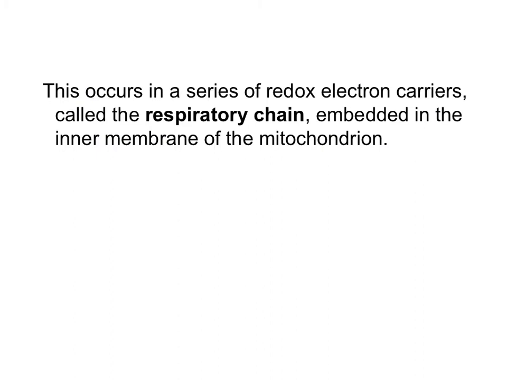In this last biochemical pathway, which is known as oxidative phosphorylation, there is a series of redox electron carriers called the respiratory chain embedded in the inner membrane of the mitochondria. We're going to start by taking a look at what these electron carriers are, where they are, and the order in which they are embedded in that mitochondrial membrane.